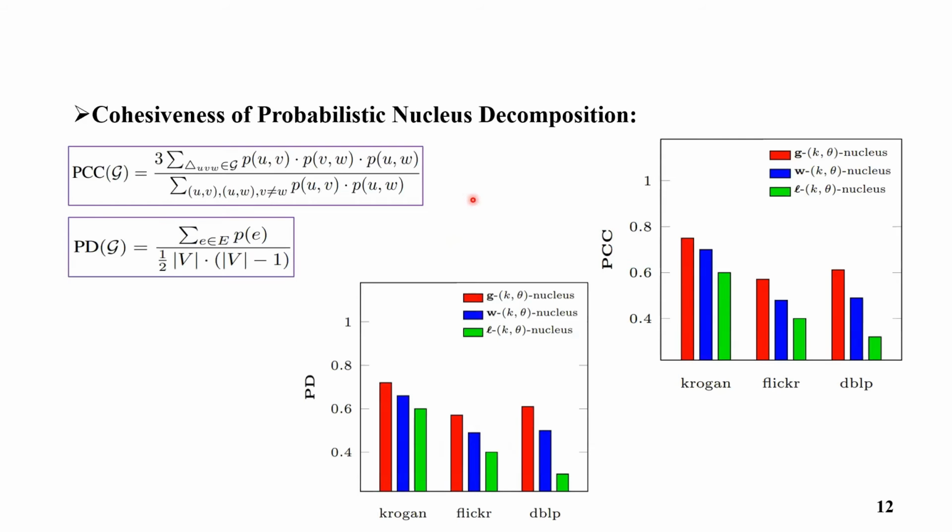Here in this slide, we show the cohesiveness of our nucleus notions in terms of probabilistic clustering coefficient, PCC, and probabilistic density. As you can see, the global nucleus, which is shown in the red bar chart, has the highest density and PCC. And after that, weakly global is more cohesive compared to the local version.